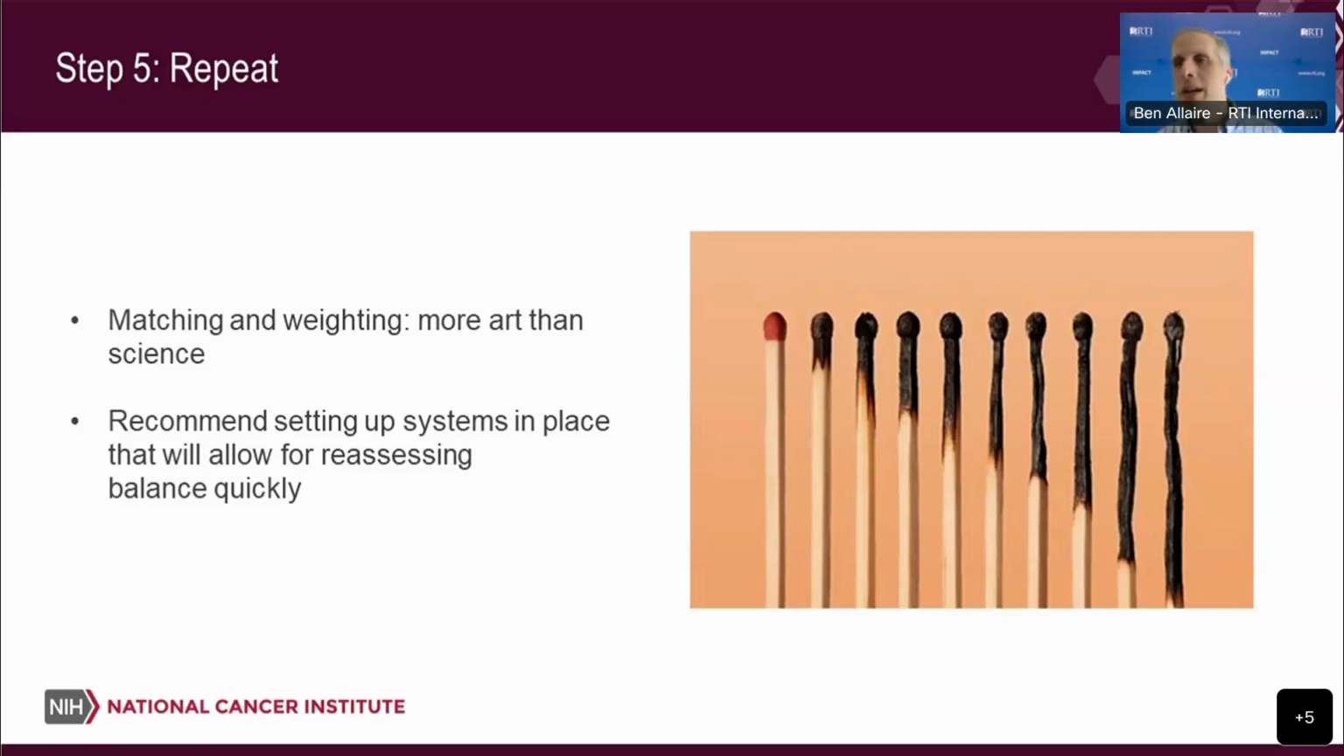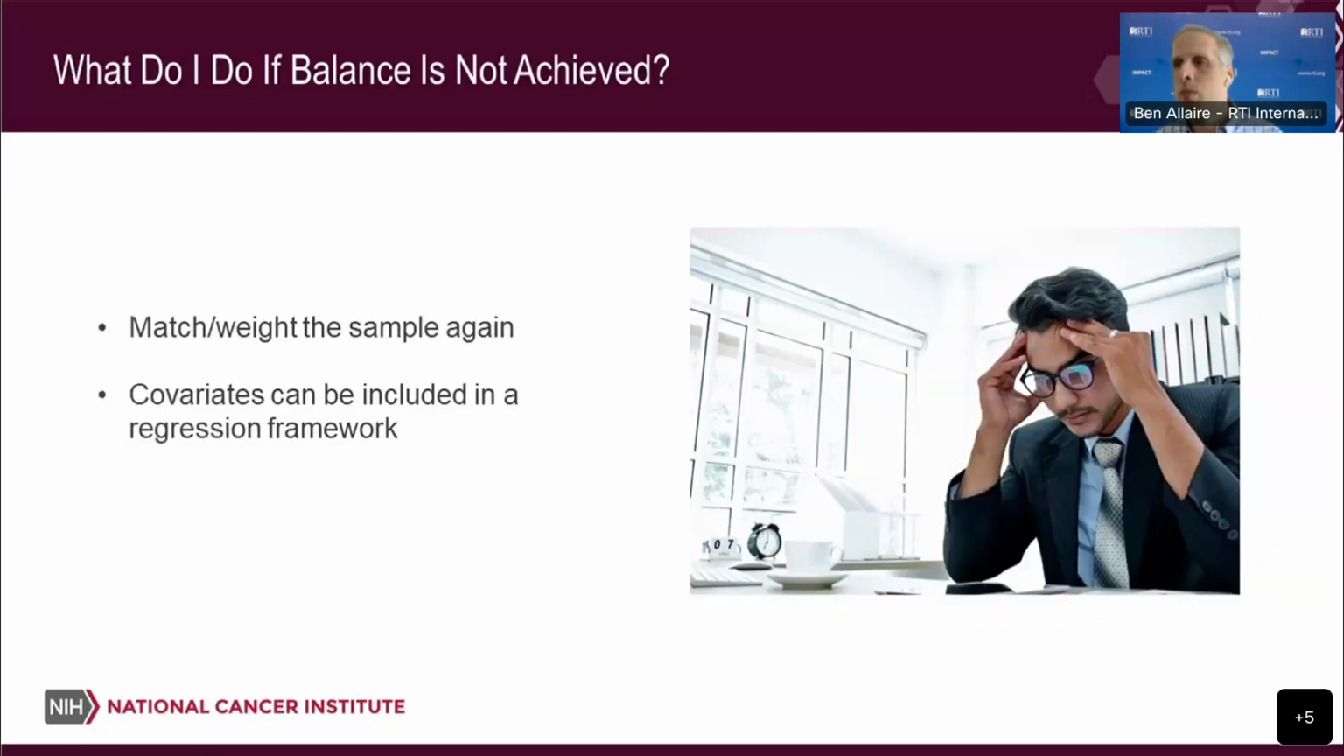All right, next slide, please. Okay, so what do you do if you cannot achieve balance? You've tried all the tricks that you have. You've re-specified this variable or matched this way. What do you do if you don't achieve balance? And I think the first thing to do is try again. And so it's to try and step back and think, okay, what can I do to really achieve balance?